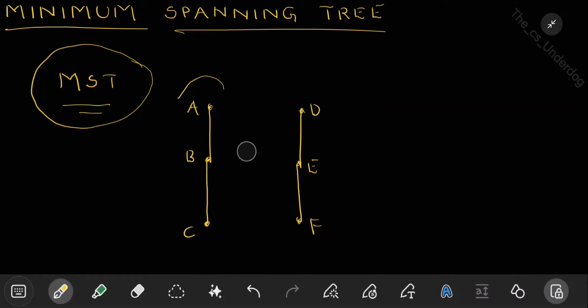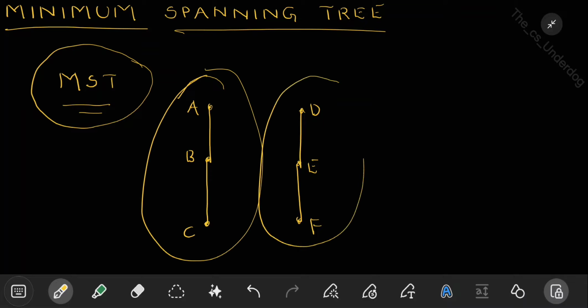But the point is, whenever you have a situation when a graph can be cut into two disjoint sets, in such a condition, the minimum weight edge which is going across the cut must be a part of the minimum spanning tree. This is a condition.